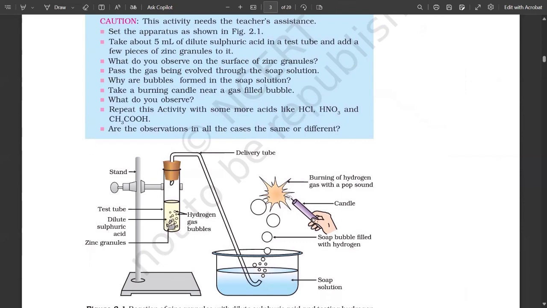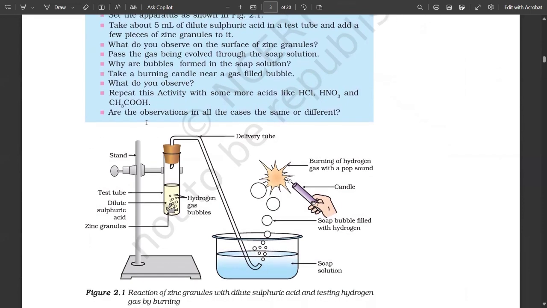So in this experiment, we have 5 ml of dilute sulfuric acid in this test tube, and we're adding a few pieces of zinc granules to it. So basically, we're trying to react metals with the presence of an acid. When we pass this delivery tube through a soap solution, we can see that there are bubbles emerging out of the soap solution. Due to this reaction, these bubbles, when they come in contact with a burning candle, usually burn with a pop sound.